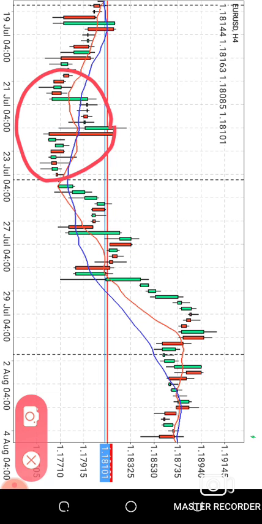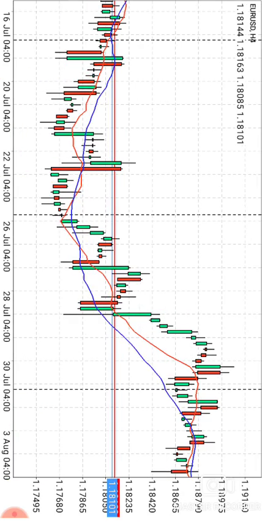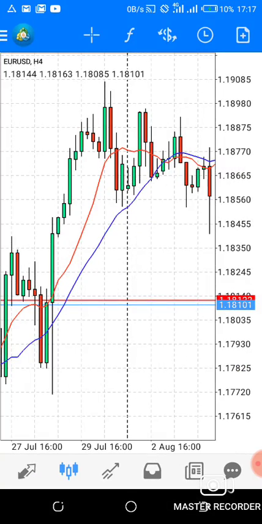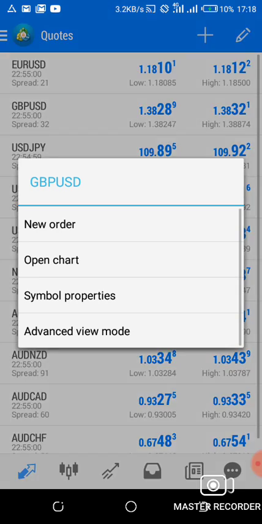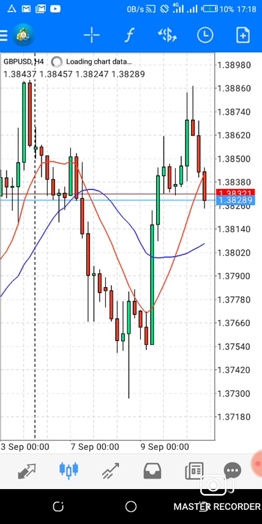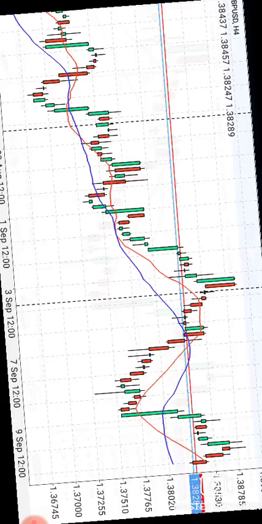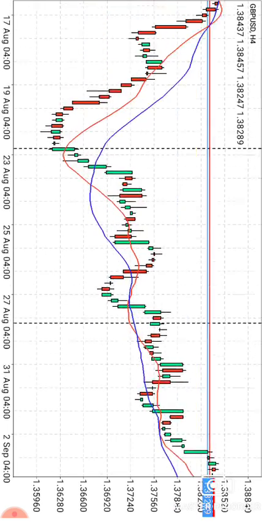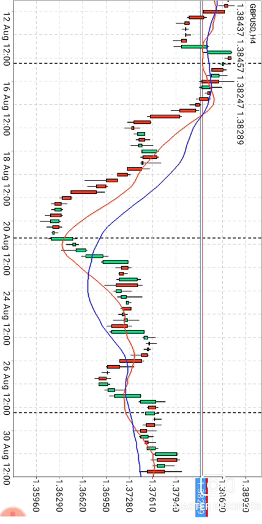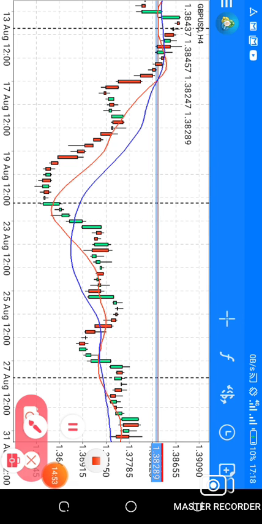Okay, let me show you another thing. I'm on EURUSD, right? So let me go to GBPUSD and open the chart. We want to see if what we saw before was correct. Look at it. Can you see that it's the same thing? Look at this point here.